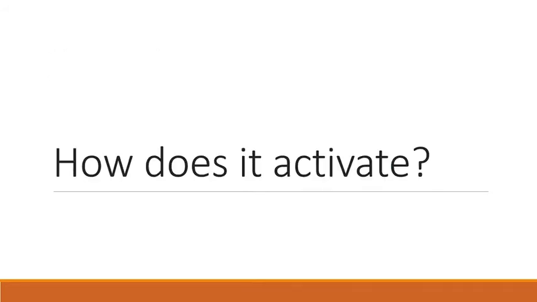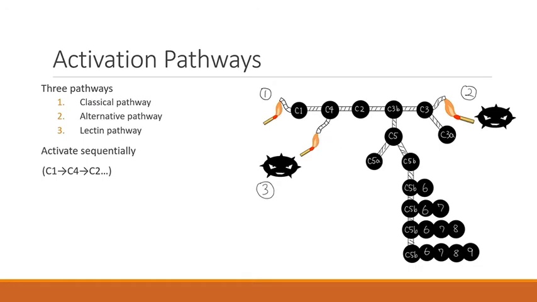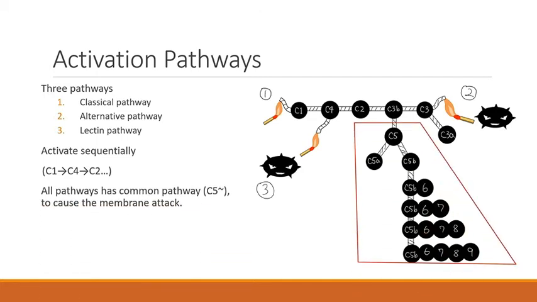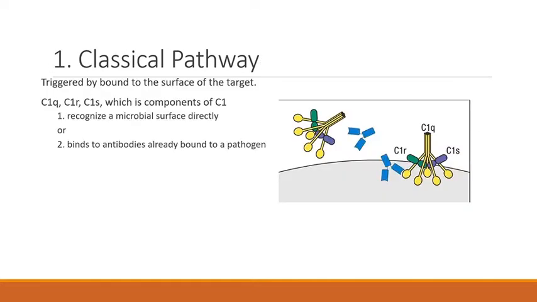How does it activate? There are three ways to activate the complement system. All the three pathways involve the activation of C3, which is the most abundant and important of the complement system. Also, C5b9, called the membrane attack pathway, is common to all pathways. Next, let's go on to how each pathway is activated.